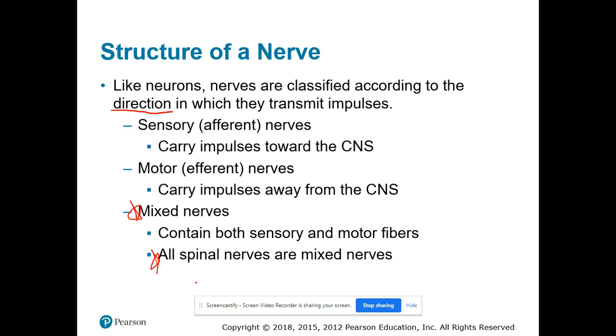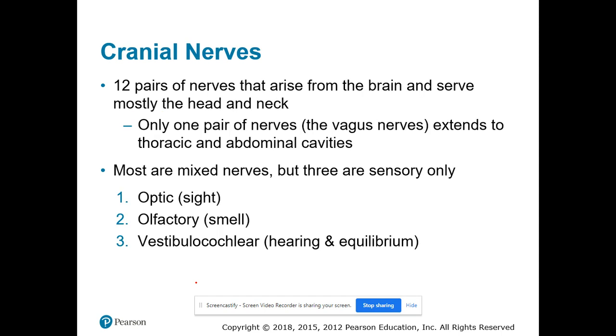So now that we've had a brief introduction, one thing that we're going to strive to hit today is learning about our cranial nerves. Now there are 12 pairs of cranial nerves and they arise from inside our brain. So that means that their cell body is usually in the CNS, but they come out and serve our head and our neck region.